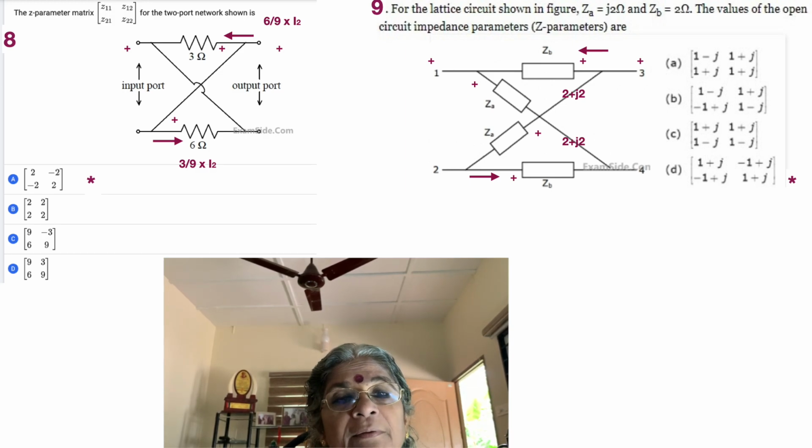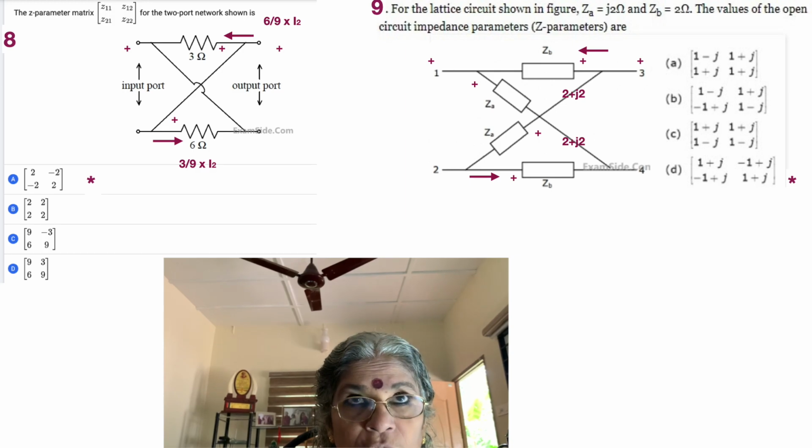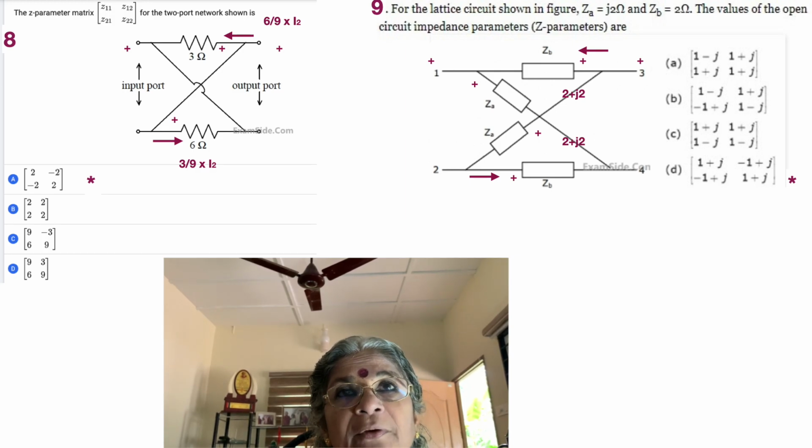Just as we saw earlier, we simply said -2, -2. In this case, let's see how we can find out Z12. Which is going to be the same as Z21 because of the symmetry. So what is going to be Z12?